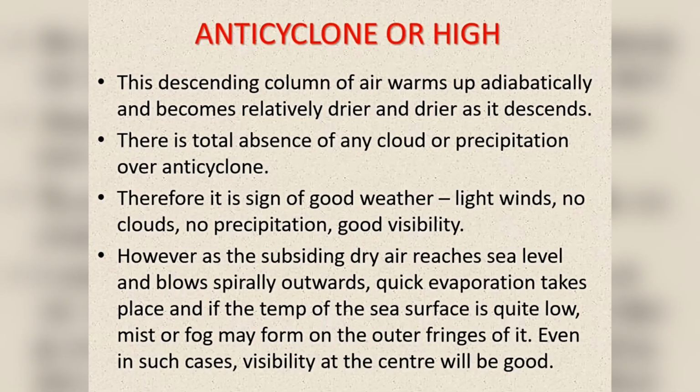Again, when the air is descending, becoming warmer, there is absence of cloud, no precipitation, no rain. So therefore, signs of good weather: light winds, no clouds, no precipitation, good visibility. So if you see on the weather map that there is a high pressure area, an anticyclone, coming in your path, you can expect good visibility, isn't it?